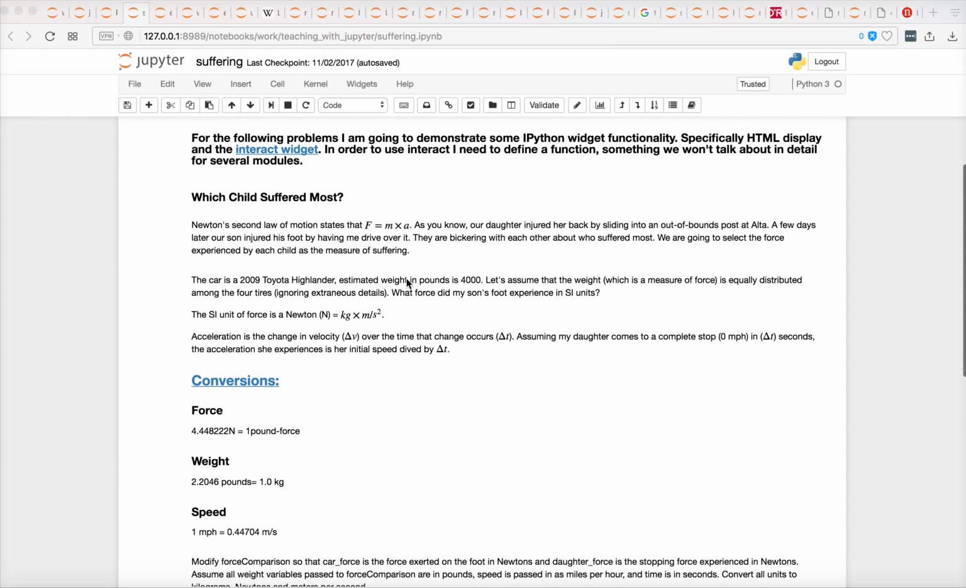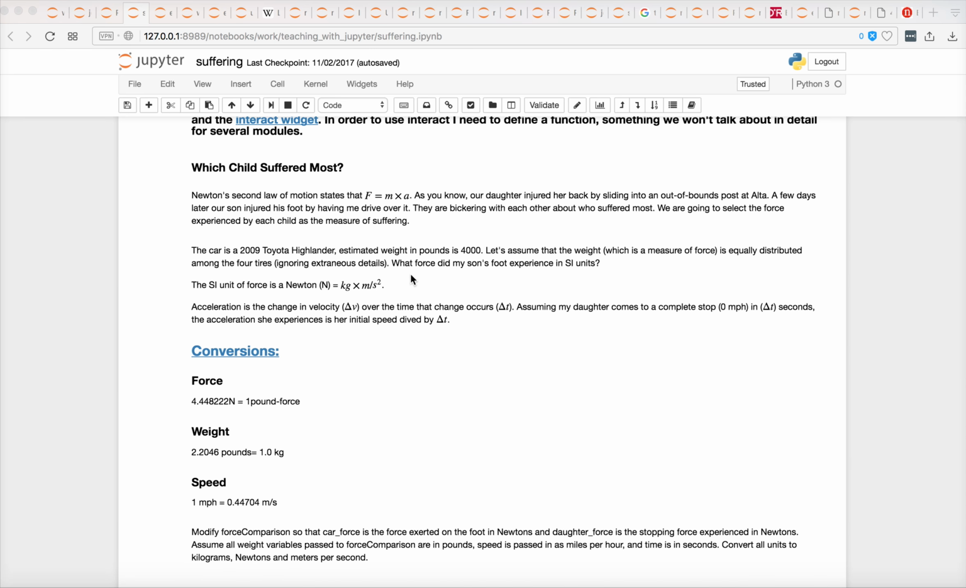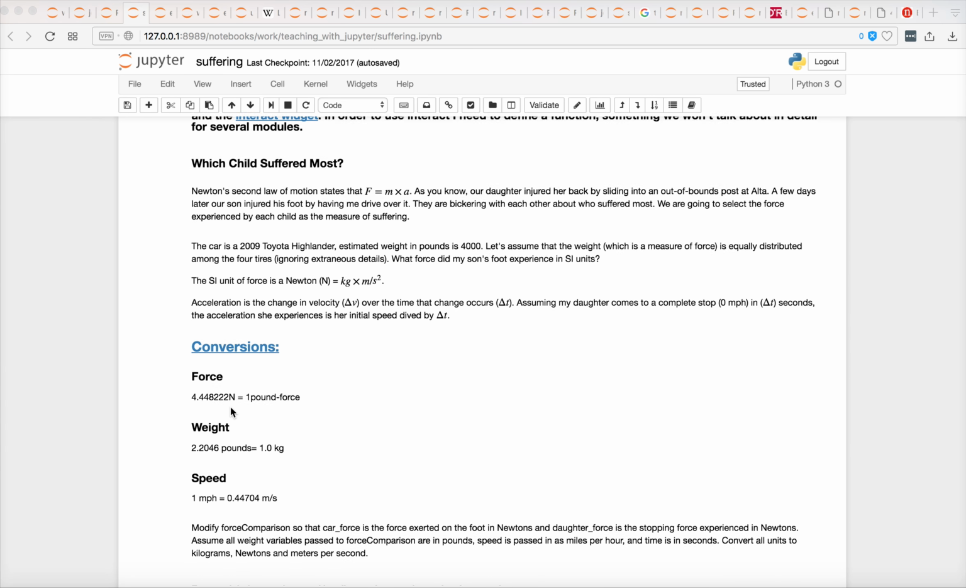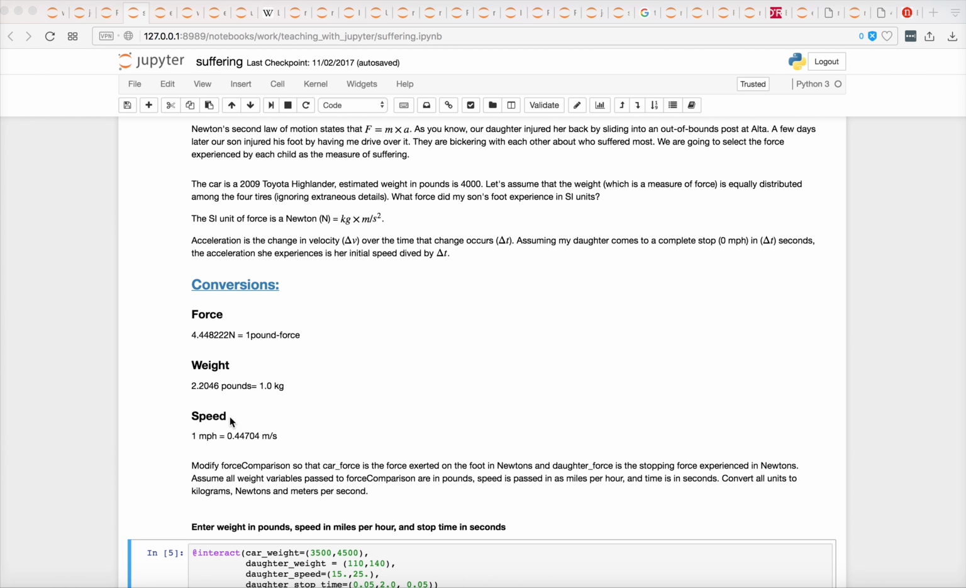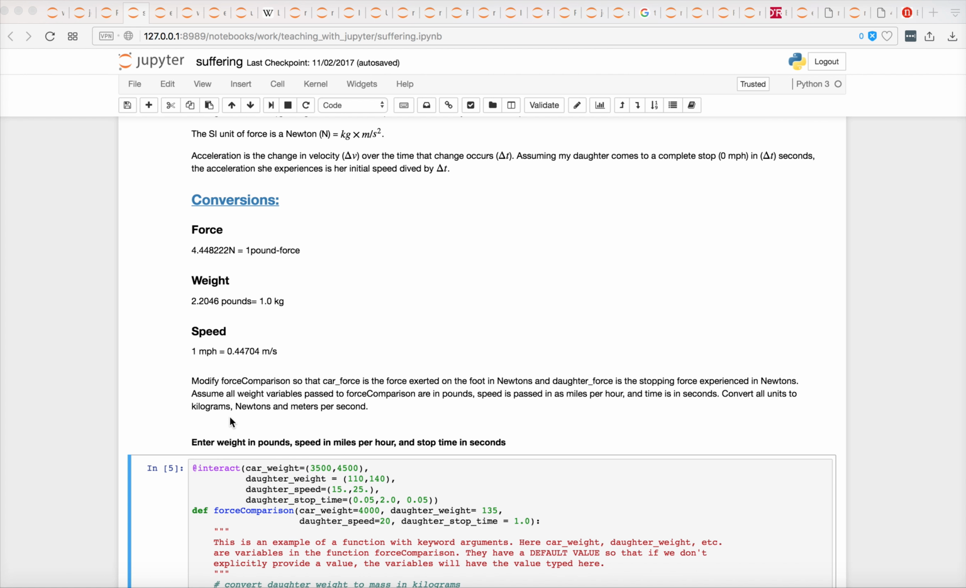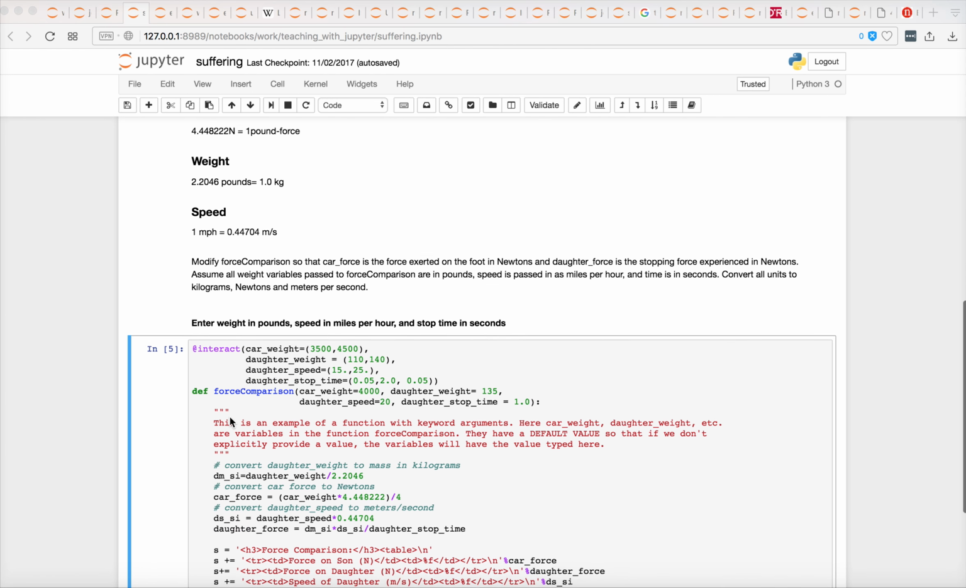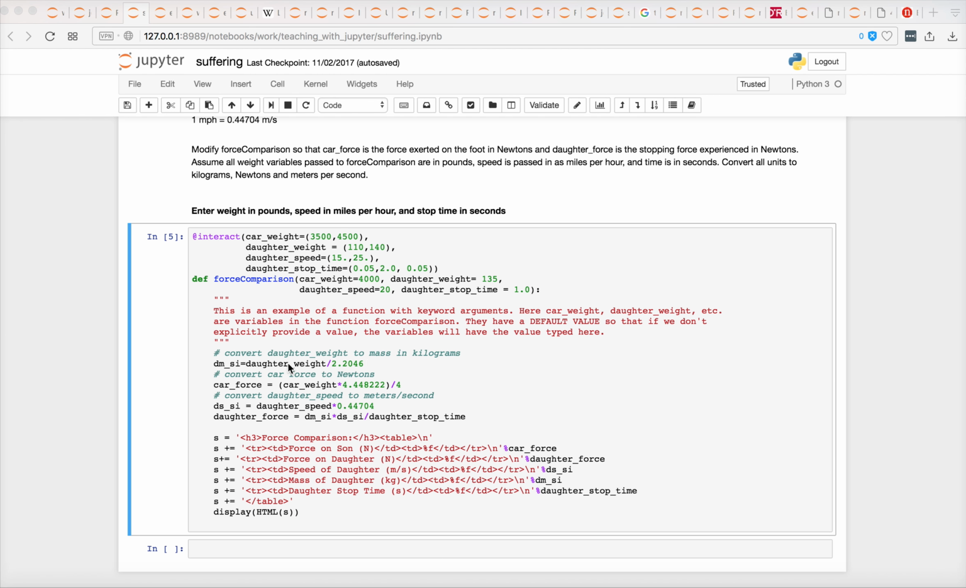And so this was just setting up a problem where we were given a weight of the car in pounds, and then they needed to convert that pounds to newtons and figure out what fraction of the weight of the car was going through the tire that I had run over my son's foot with, and then taking my daughter's weight and speed and converting that and the time it took her to stop when she hit the out-of-bounds post into a force.